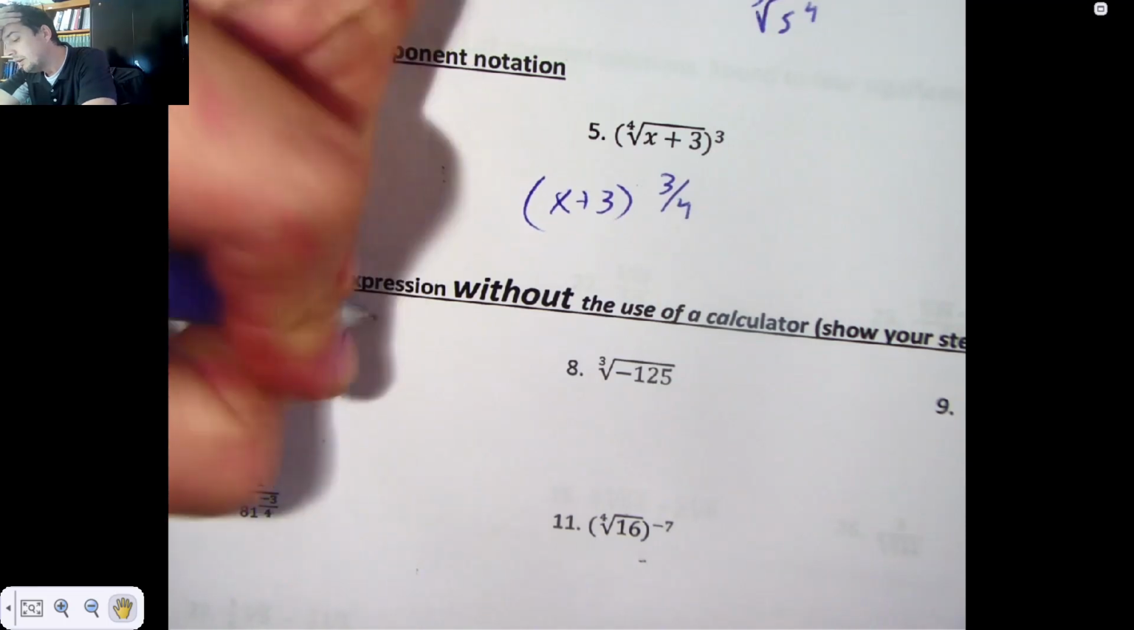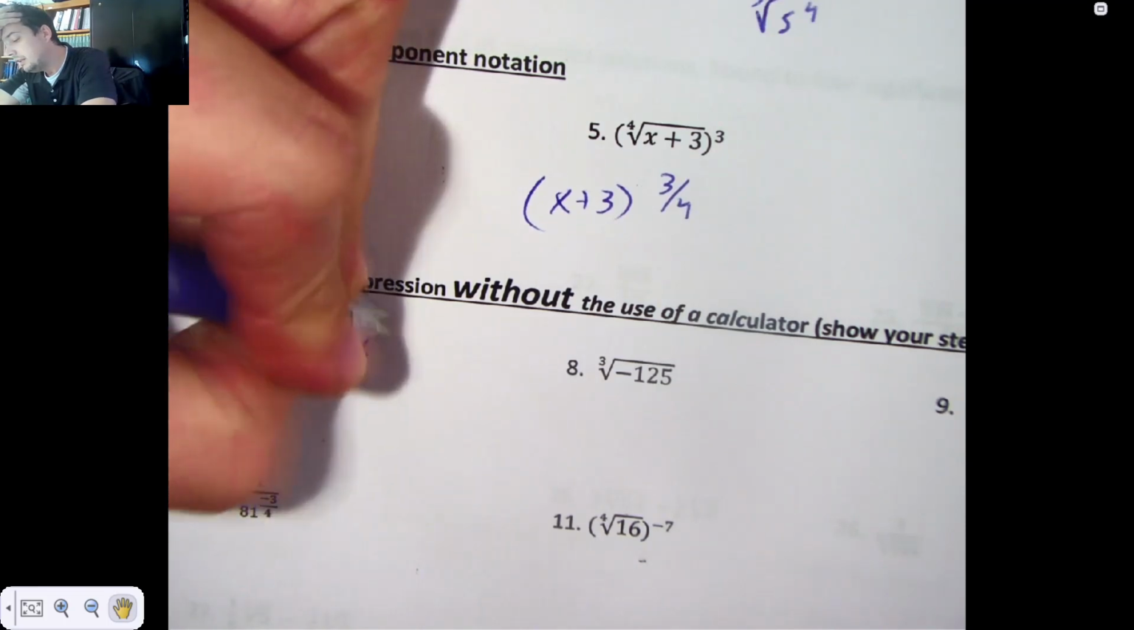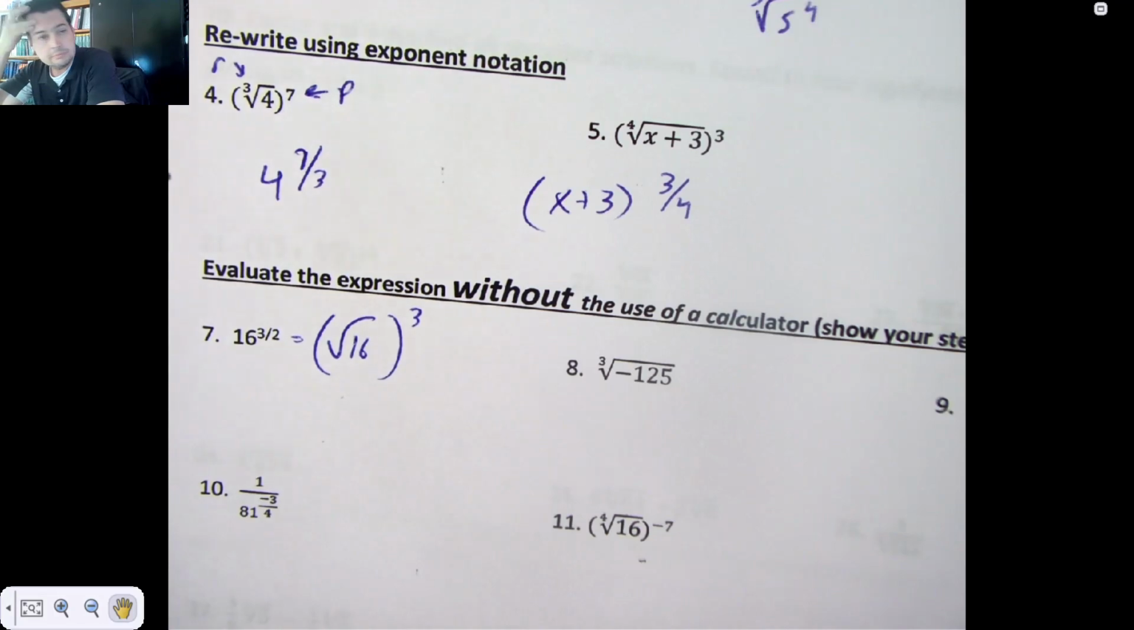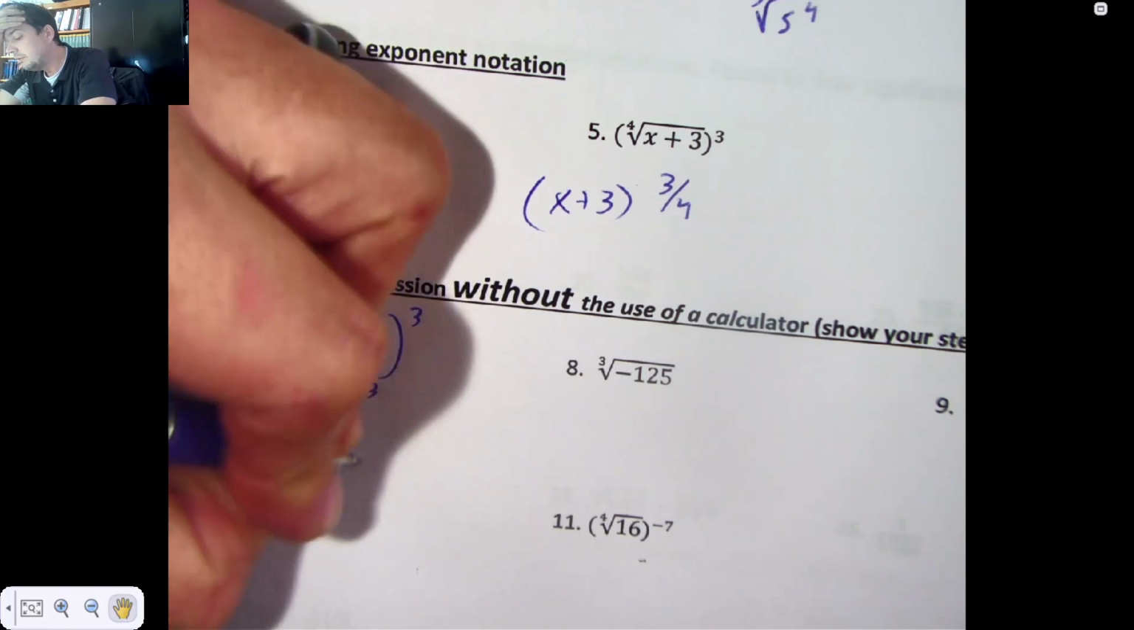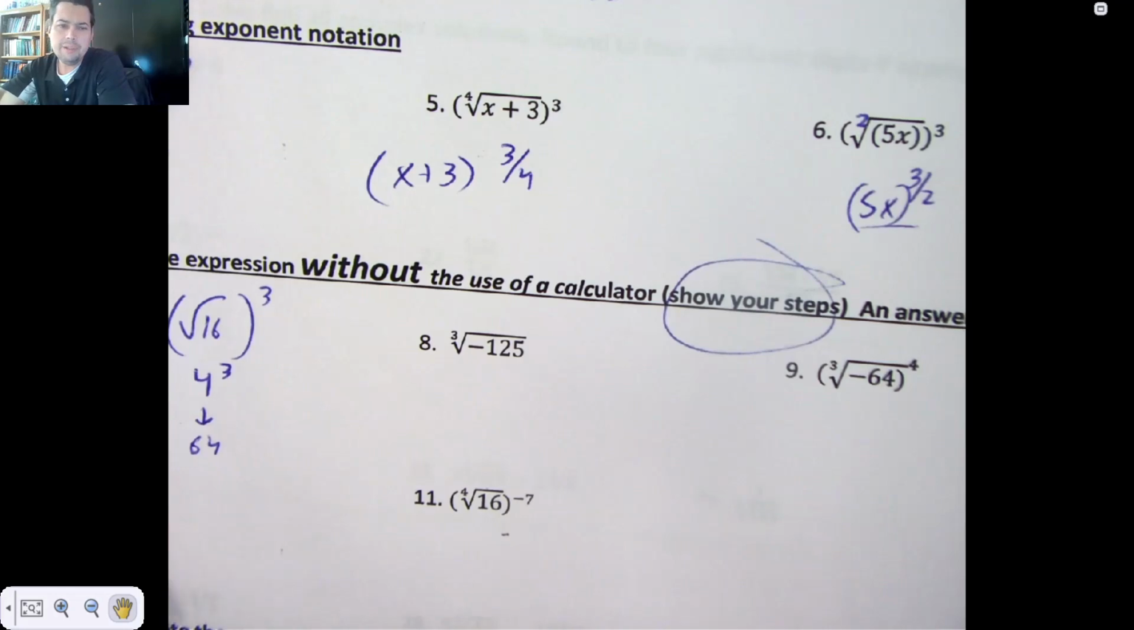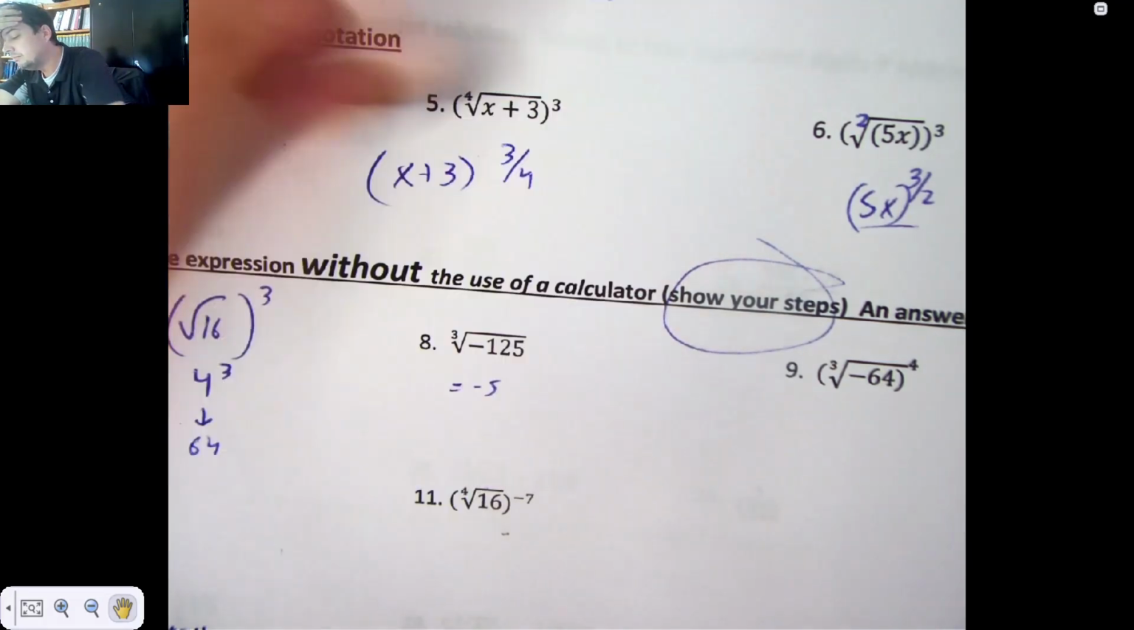All right, evaluate without the use of a calculator, which means you show your steps. So this is the square root of 16, and we're going to turn around and cube it. Power is 3, square root. That becomes a 4 cubed, which becomes a 64. Notice I want you to show your steps. I don't really know that you need it. Number 8, cubic root of negative 125 is negative 5. There's really not much you can do with that.